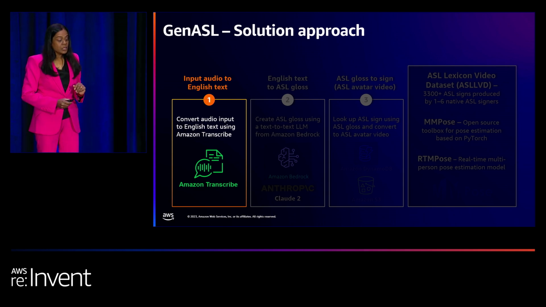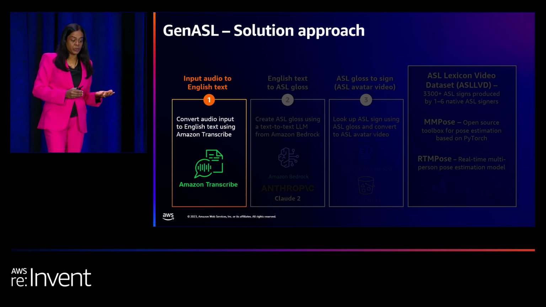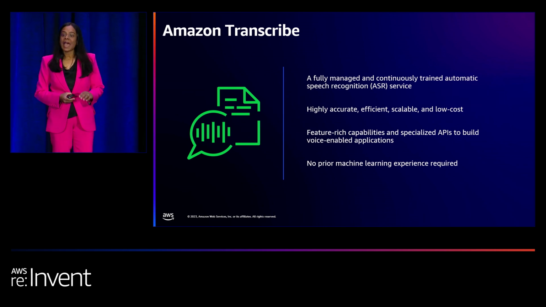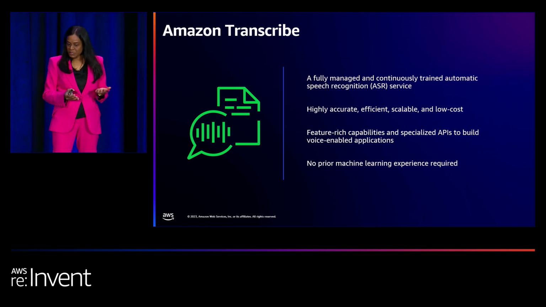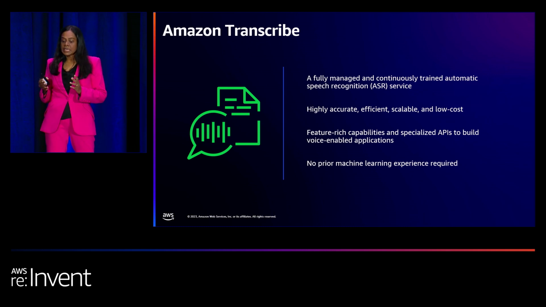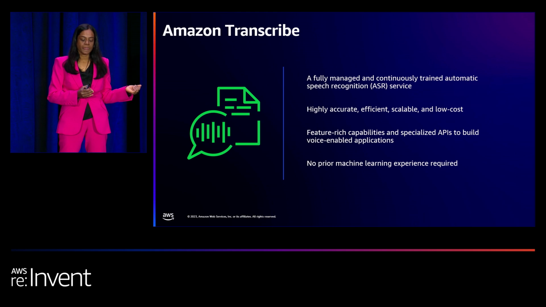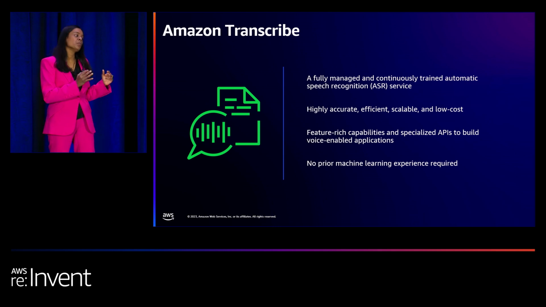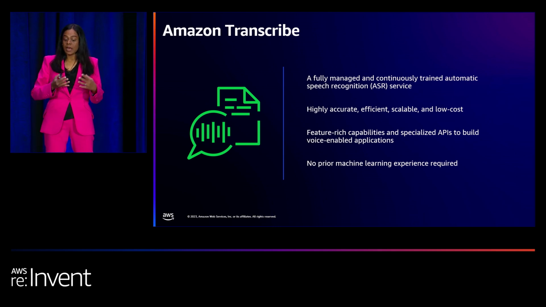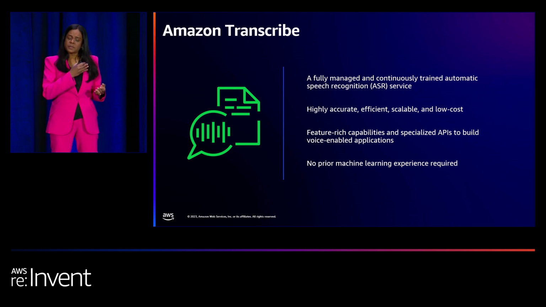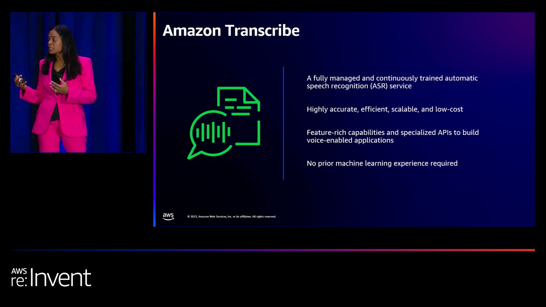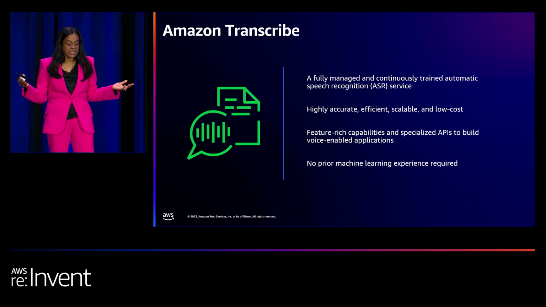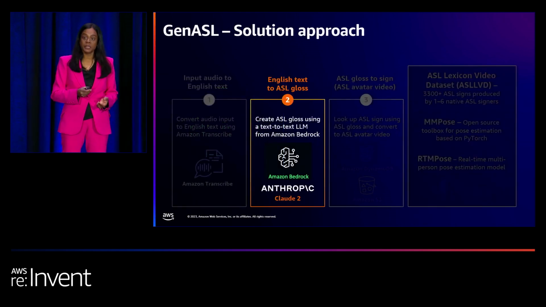So in step 1, we convert the audio input to English text, and for that we use Amazon Transcribe. Amazon Transcribe is an automatic speech-to-text AI service that uses deep learning for speech recognition. This is a fully managed service, and it's continuously trained. It enables you to focus on your business and allows AWS to do the heavy lifting in terms of building and maintaining the state-of-the-art speech recognition models for you. The other thing to note is that it's an AI service, and no prior machine learning experience is required to use the service.